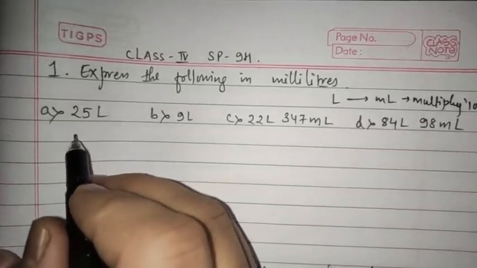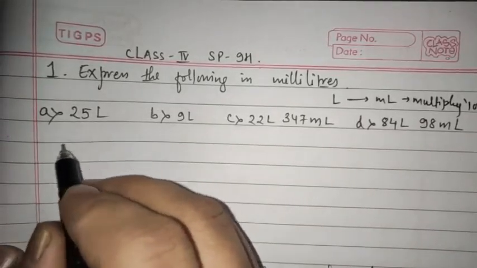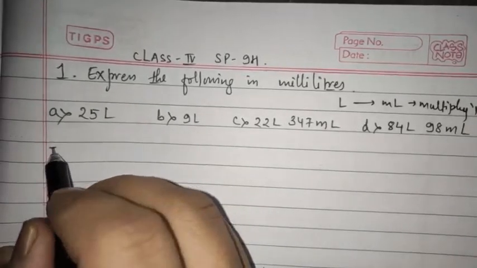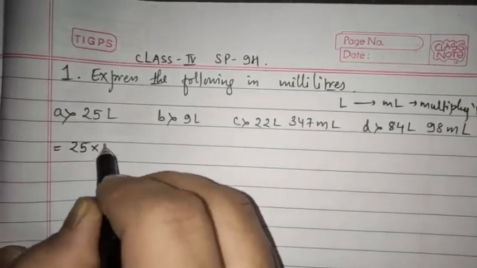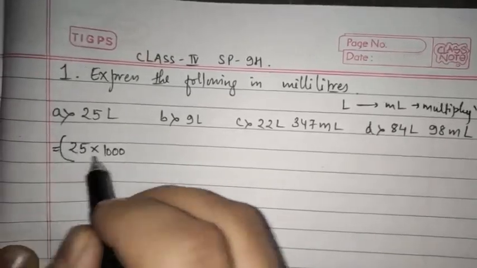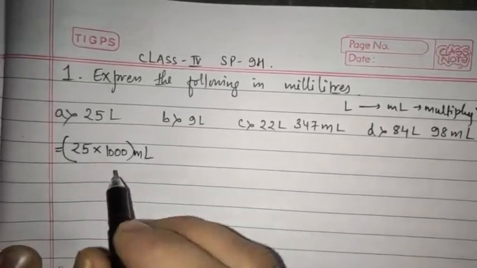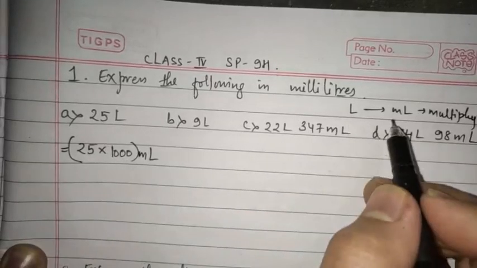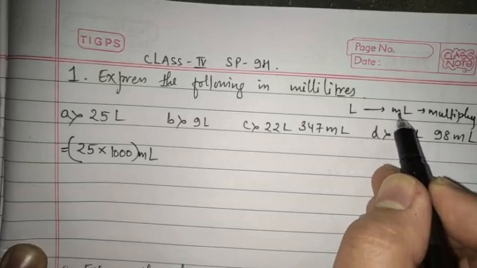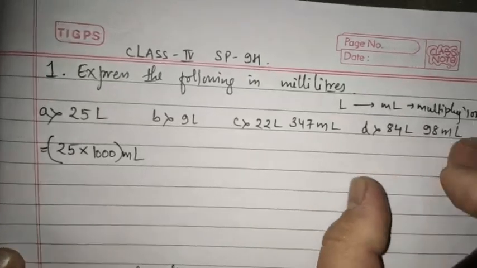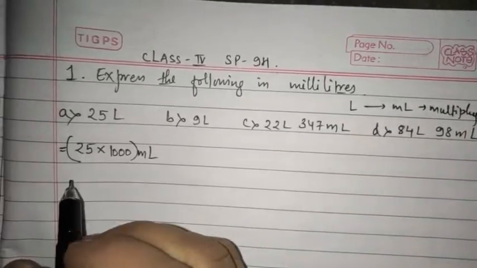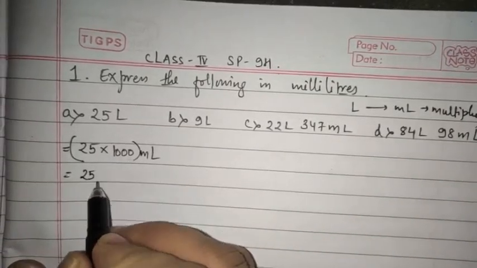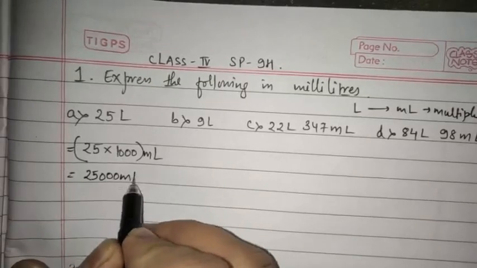I'll be starting with the self practice 9H only. So you have to convert 25 liter into milliliter. If such is the condition, then you will multiply with 1000. Inside the bracket you will write ml as you are converting into milliliter, right? So 25 into 1000. I have already told that whenever you are converting liter into milliliter, you will multiply with 1000. So what is the answer? 25 ones is 25. How many zeros are there? 3. So it is 25,000 ml.